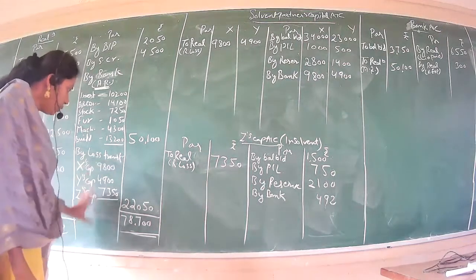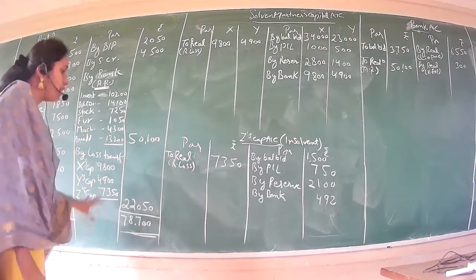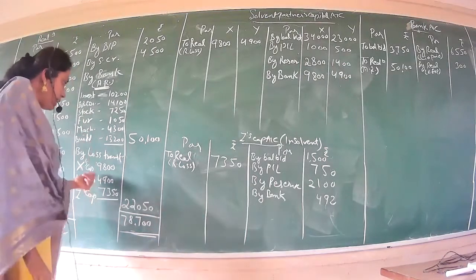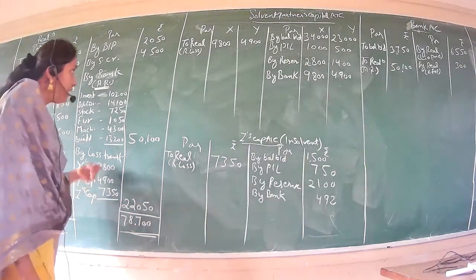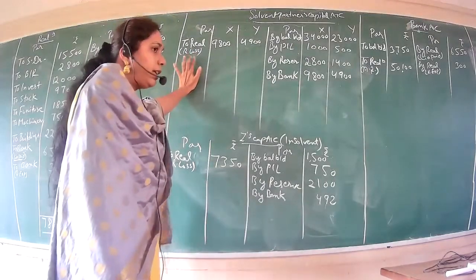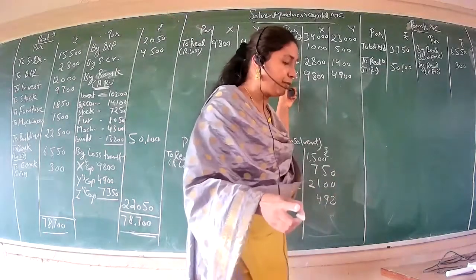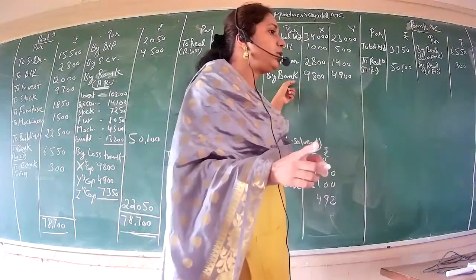Realization loss transferred to the partners' capital account, that is one transaction. Okay, that is one transaction, and for that your credit side entry here and debit side entry in your capital account. Now this is another transaction, equal to realization loss.